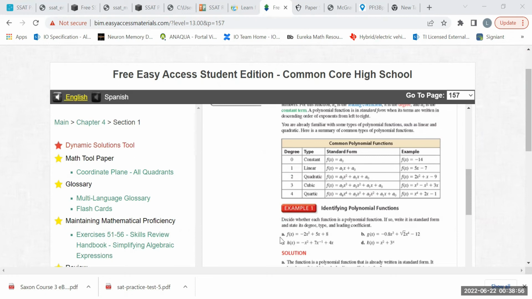So go ahead, identify whether each of these functions is a polynomial or not, and then write it in the standard form, state the degree, type, and leading coefficient. Can you try this out?